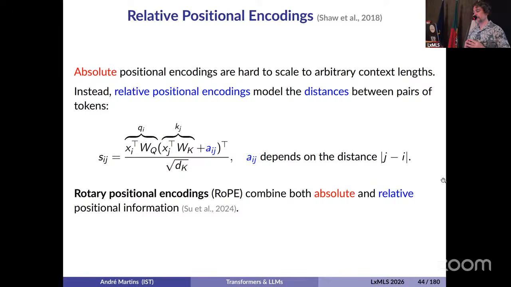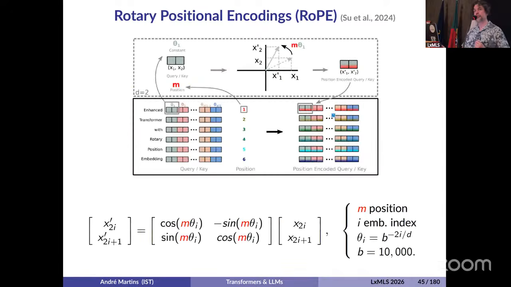Okay. So one particular case of relative positional encodings that is a little bit more intricate than what I'm describing here is RoPE, or rotary positional encodings, that combine both absolute and relative position information. Okay, so I'm not going to get into a lot of details about these positional encodings. They are used in most transformer models that are released these days.